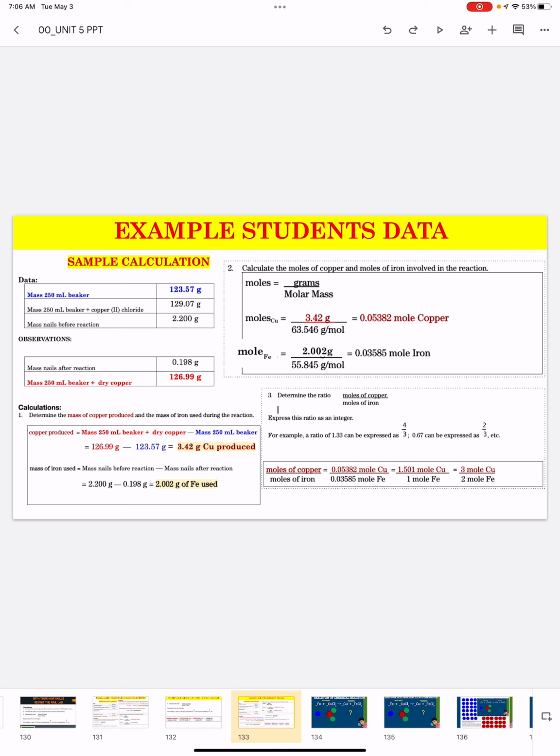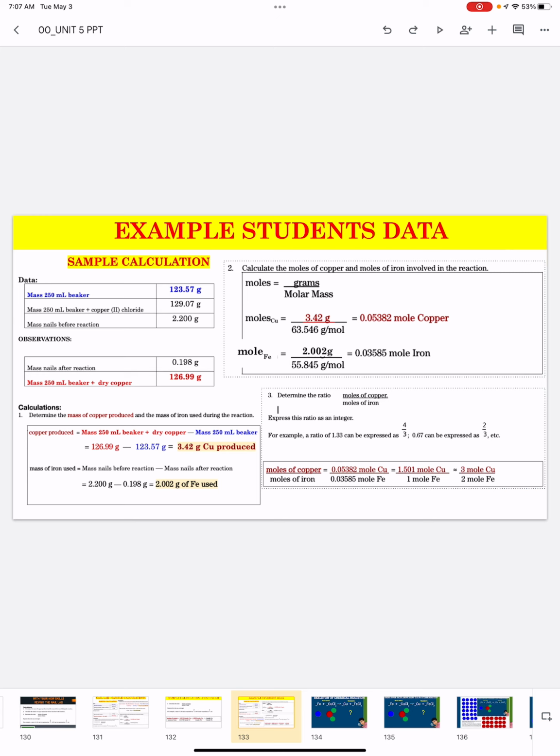Then for step 3 in the data, and this is the important part for the assignment here, all that is being asked is taking the moles of copper and dividing it by the moles of iron. And so for this student, they did 0.05382 and they divided it by 0.0385 and they got 1.5. I'm going to tell you to put that number over 1 to help you figure out the next steps here.